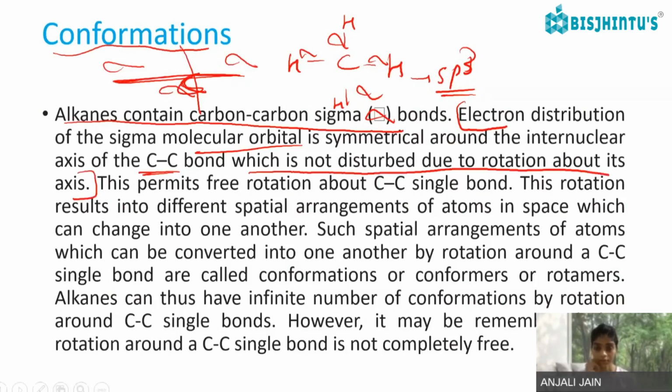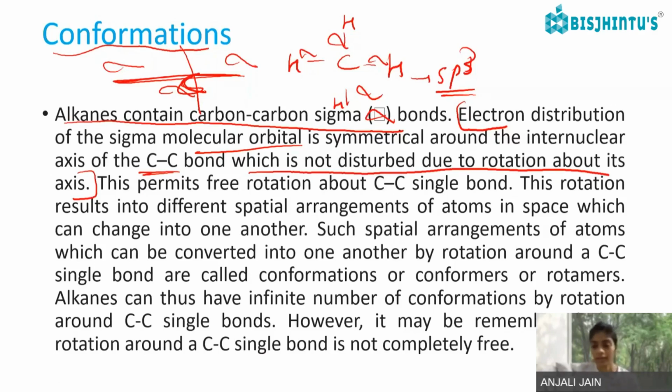So the electronic distribution of the sigma molecular orbital is symmetrical around the internuclear axis, and it is not disturbed by rotation about its axis. This permits free rotation about the C-C bond, and this rotation results in different spatial arrangements of atoms in space which can change into one another.